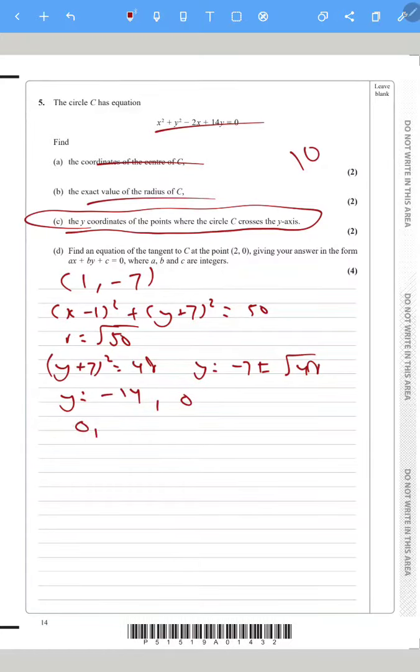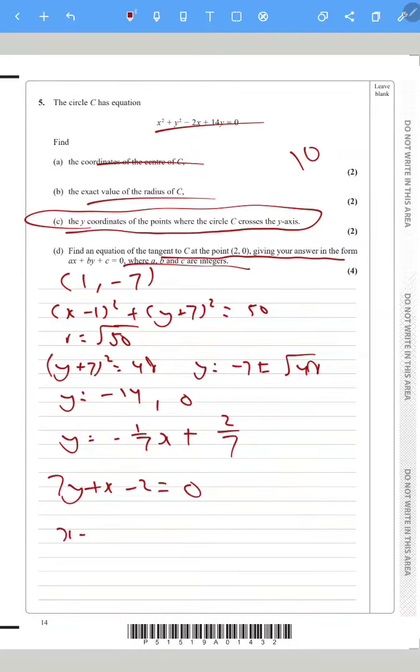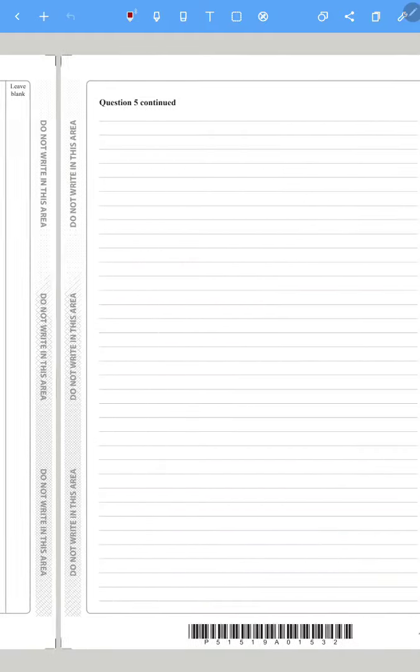So yeah, those are y coordinates. And find the equation of the tangent at point O. We've got the centre and we've got that, so minus 7 minus 0 over 1 minus 2, y equals minus 1 over 7x plus, and then substitute that back in, so 0 equals minus 1 over 7 times 2 plus x plus 2 over 7 equals 7y plus x minus 2 equals 0. If we're being picky, we can do that.